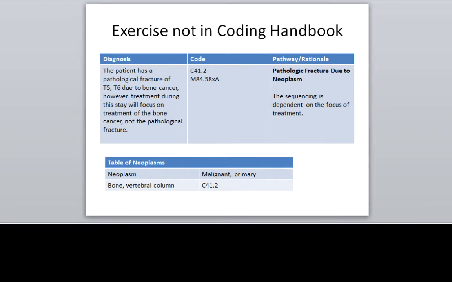Here's another example, the same example, however this time the focus is on the bone cancer, not the fracture. So all we do is invert our codes, so now our cancer diagnosis is our primary code, and the vertebrae fracture is the secondary code in this case.